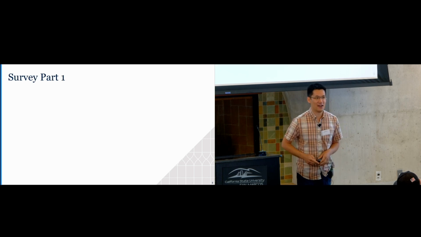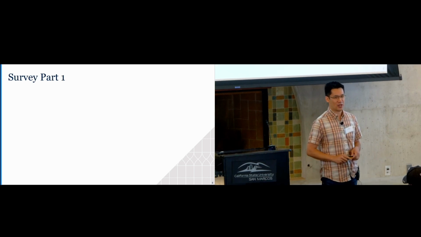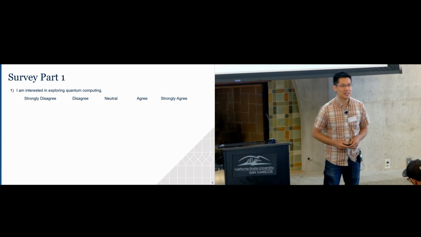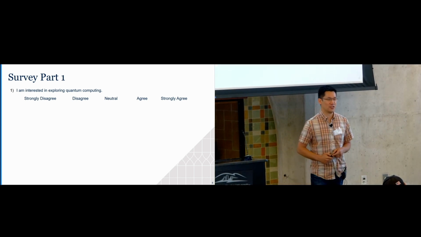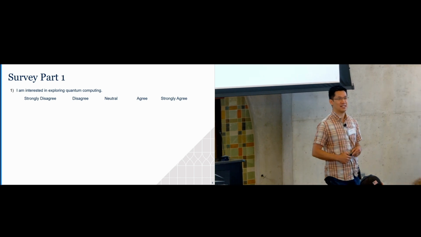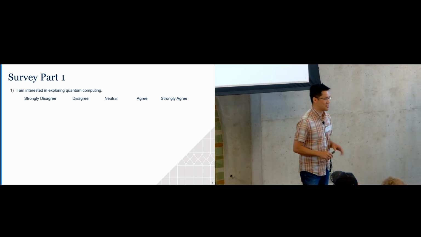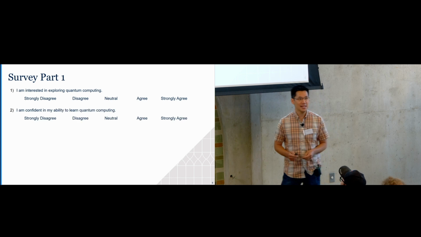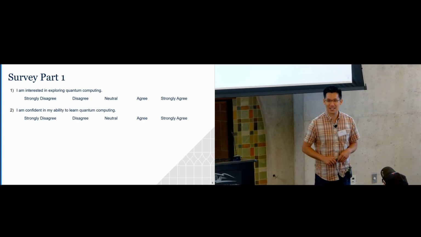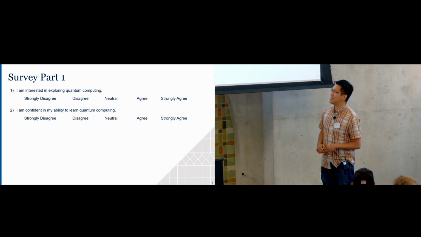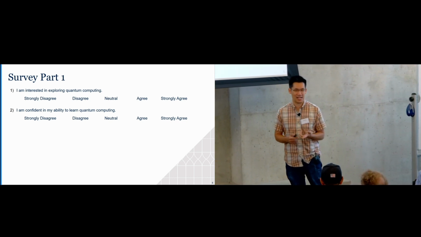And then they filled out a survey with 2 questions. They answered on a Likert scale from strongly disagree to strongly agree: I am interested in exploring quantum computing. So just from those 2 sentences. And then: I'm confident in my ability to learn quantum computing. So just from the little bit they know, can we gauge their interest and their confidence.